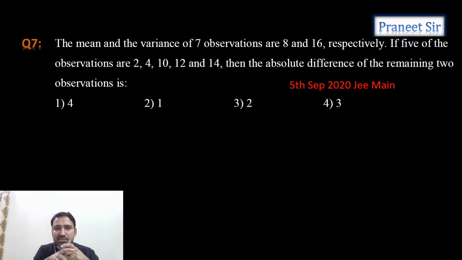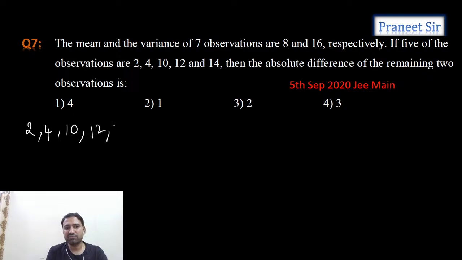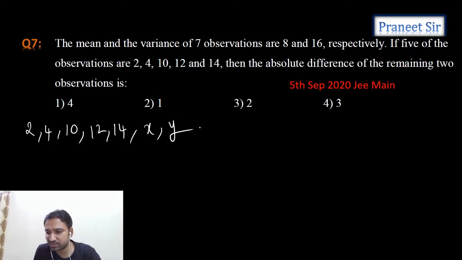Next question. Yes, this is the next question we have. Mean and variance of 7 observations are given. Out of these, 5 observations are given, and the absolute difference. Same method, right? We have done this method already. So simply, the observations are 2, 4, 10, 12, 14. So total 7 observations, out of these only 5 are given. The remaining 2 observations, we'll take as x and y. Same method. Clear now? So can we skip this question, because it's a repeated method?